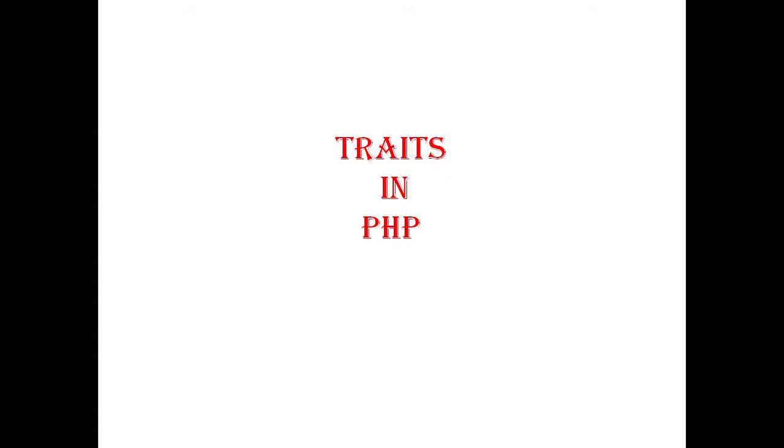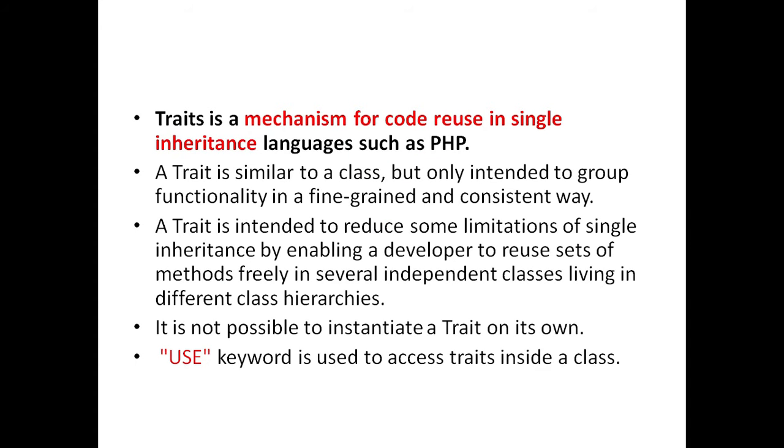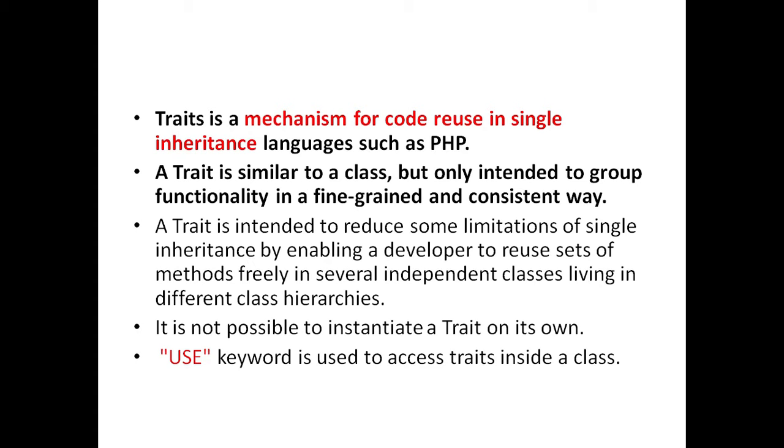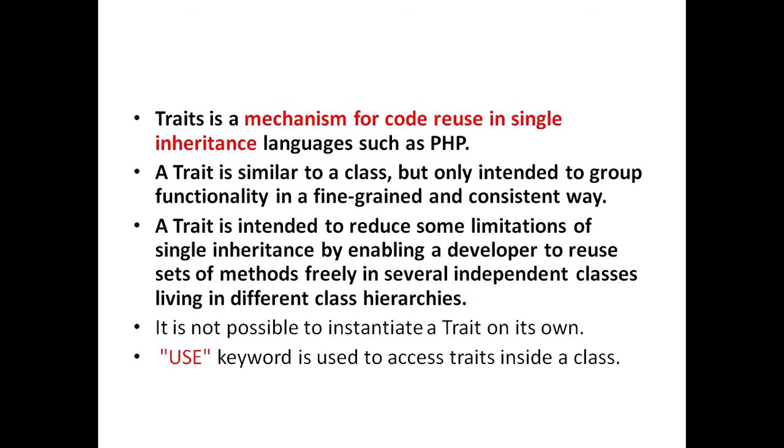Here we will see traits in PHP. Trait is a mechanism for code reuse in single inheritance languages such as PHP. Trait is similar to a class but only intended to group functionality in a fine-grained and consistent way. Trait is intended to reduce some limitations of single inheritance by enabling a developer to reuse sets of methods freely in several independent classes living in different class hierarchies.